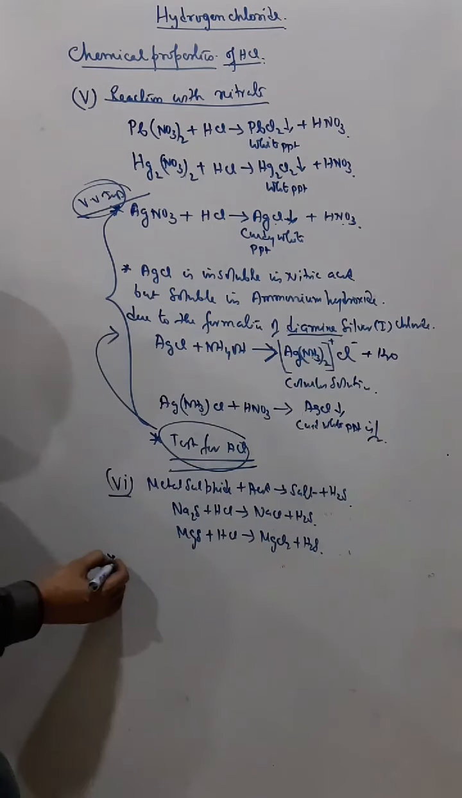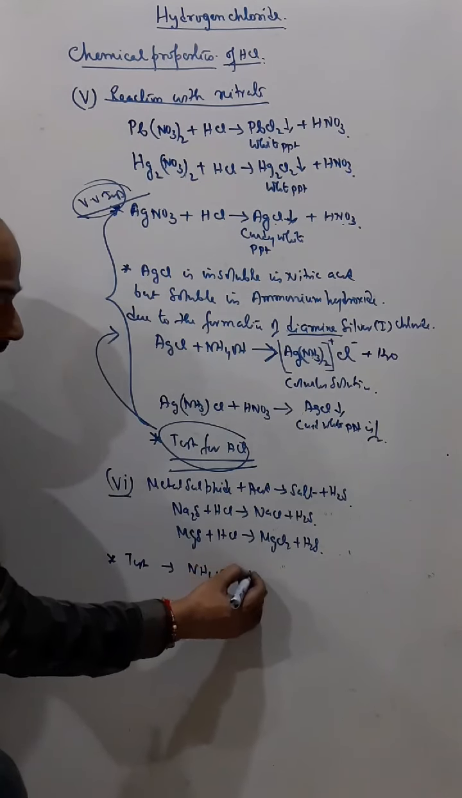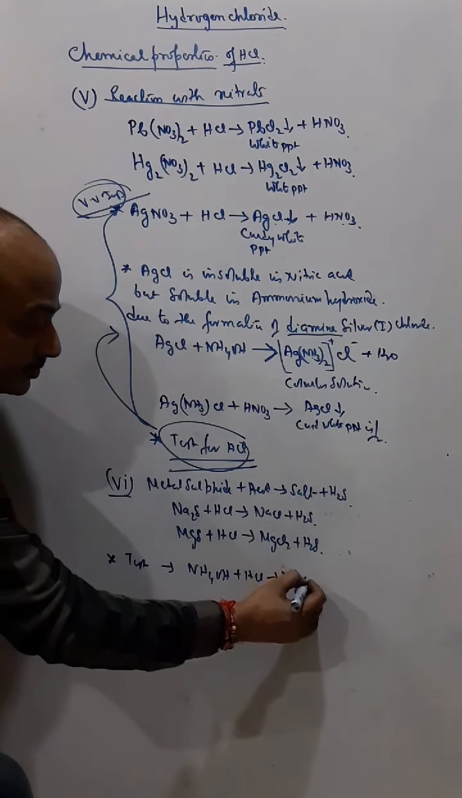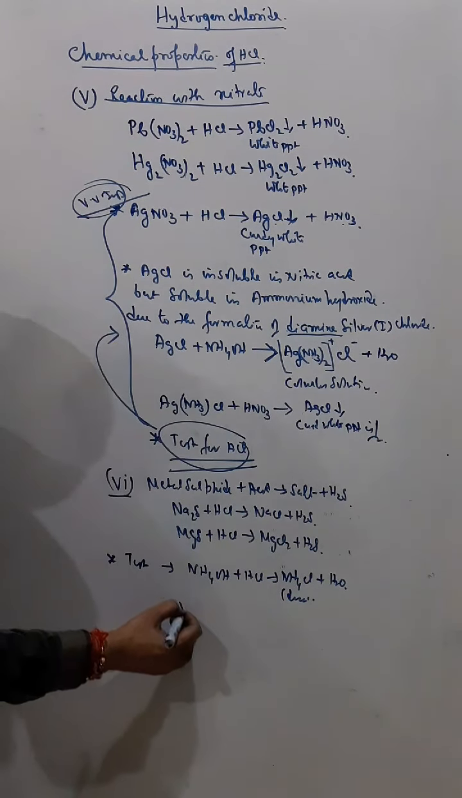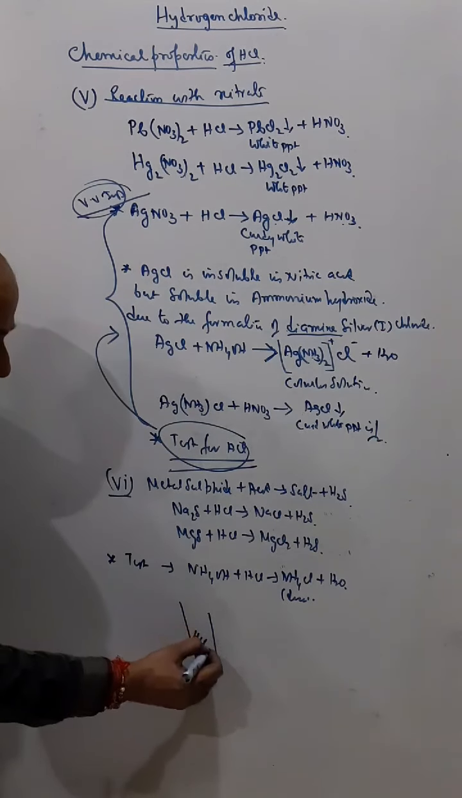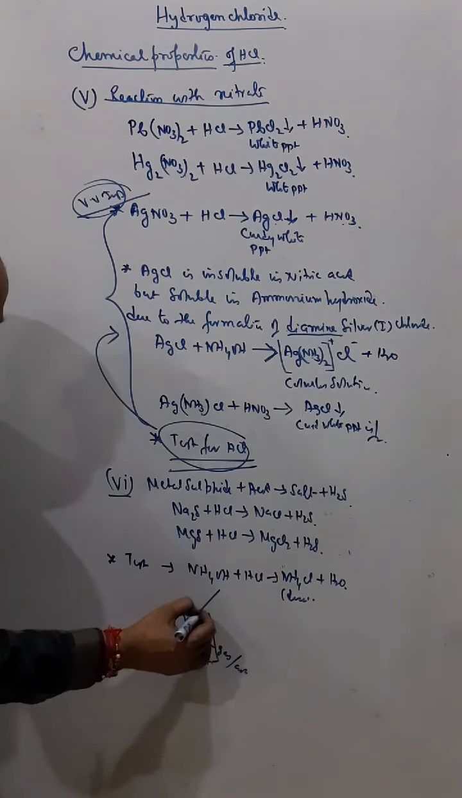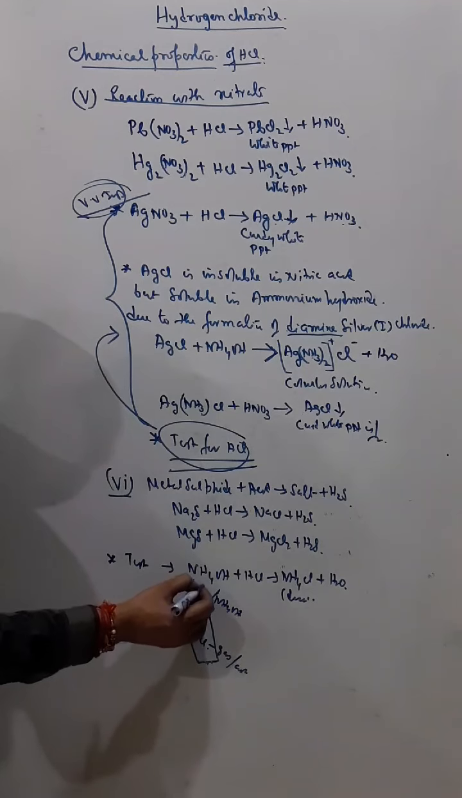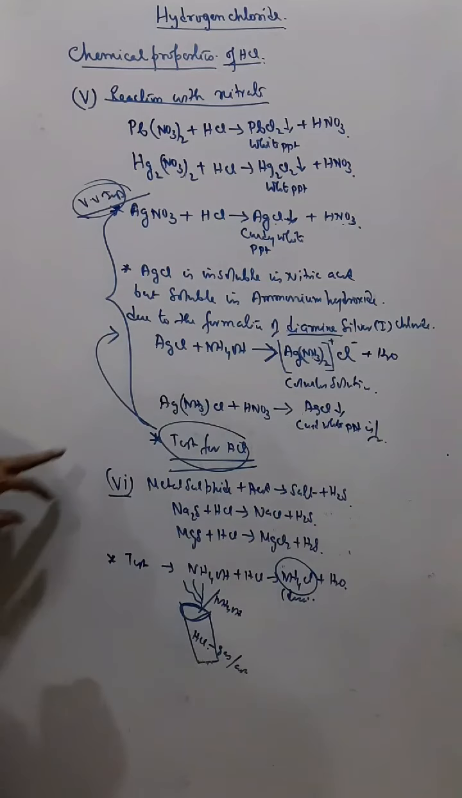And another test for hydrochloric acid that you have also done is that it reacts with ammonium hydroxide solution to form NH4Cl and water. Now this is dense white fumes. Now if a jar contains HCl gas or acid, and I bring a glass rod dipped in ammonium hydroxide solution near the mouth of the jar, then dense white fumes will be formed. And the dense white fumes are due to this ammonium chloride. So these are the two main tests for hydrochloric acid.